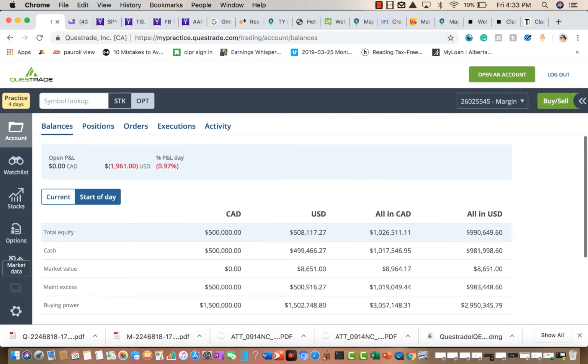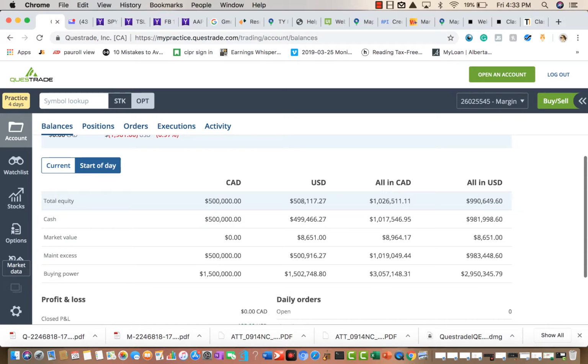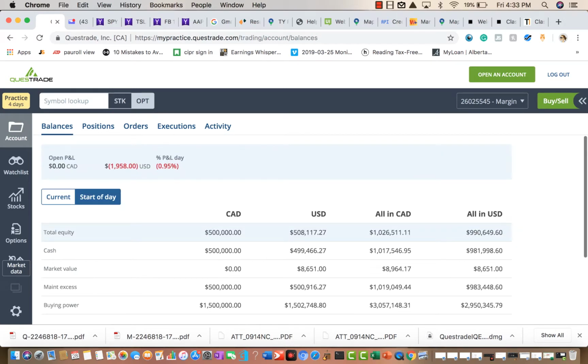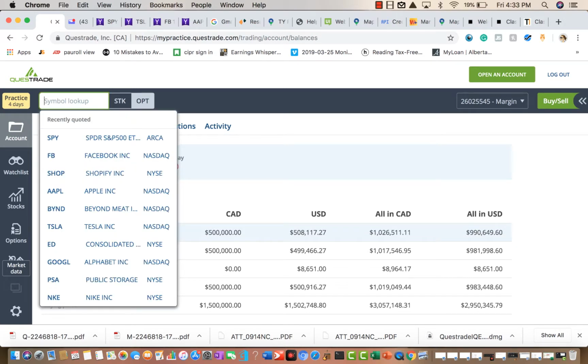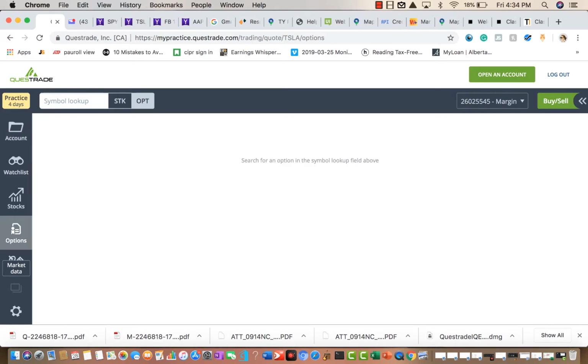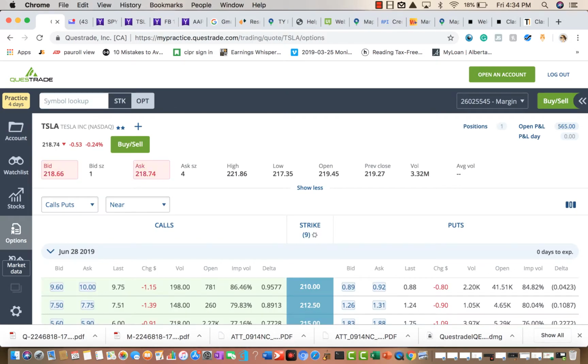Okay, I showed you guys a demo of placing an actual trade for a call option. Why don't we go ahead and try a put option trade. Okay, so let's see. I want to do a put option on, let's say, Tesla. I'm gonna do a put option on Tesla.